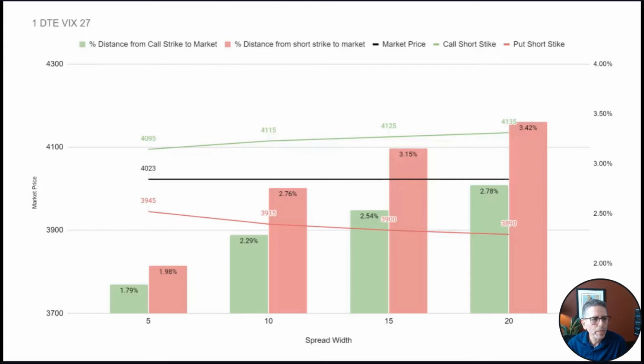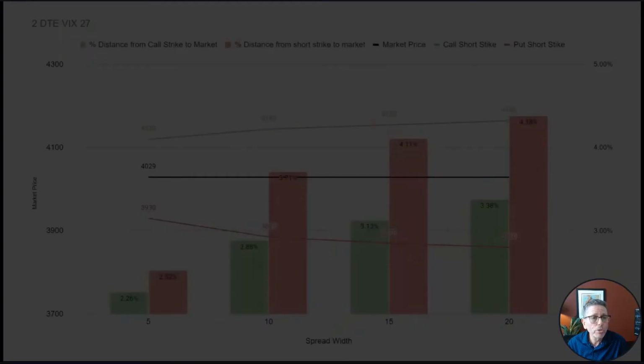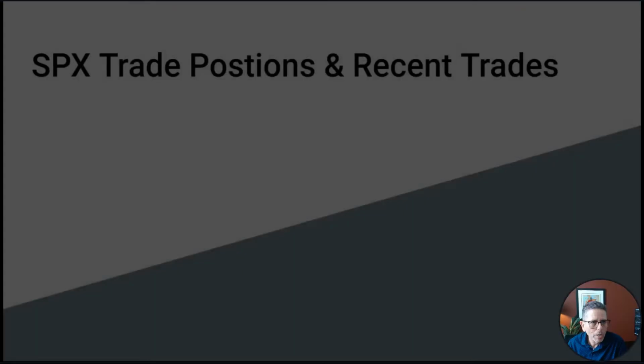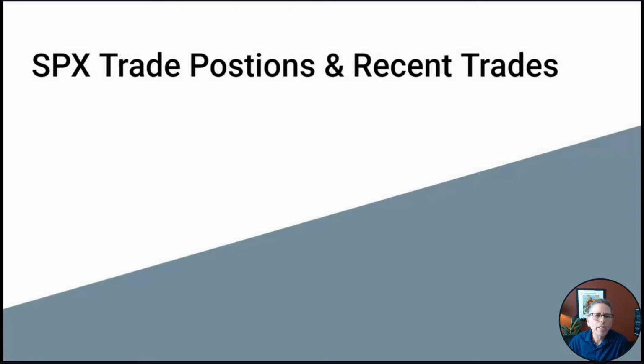Right now, when it comes to 2 DTE, you can see here it ramps up again more, and I like to put these on in the morning. 0 DTE, anything from 2 DTE to 4 DTE or 5 DTE, I like to place those in the morning so that I get the implied volatility at the start of the day. Okay. All right. So let's talk about trade positions and recent trades.